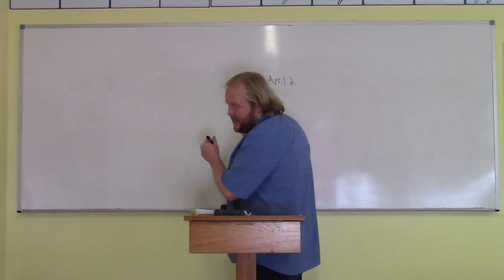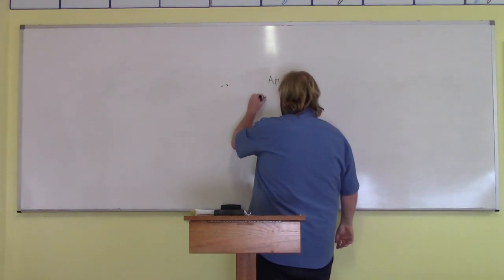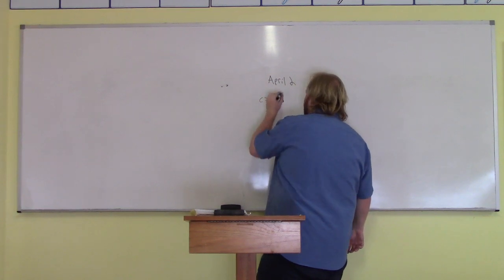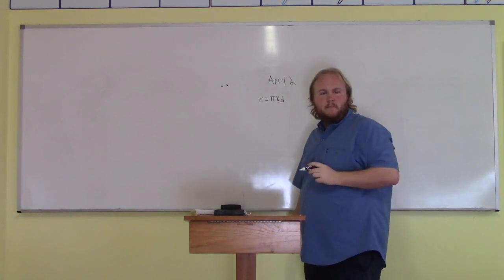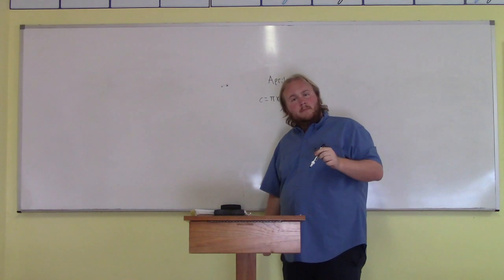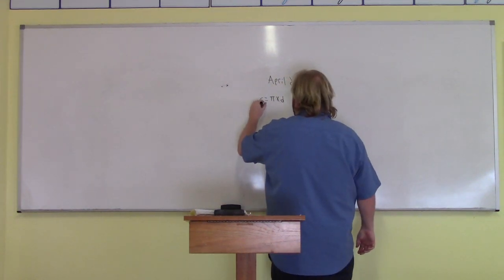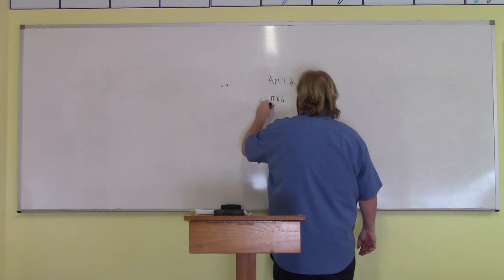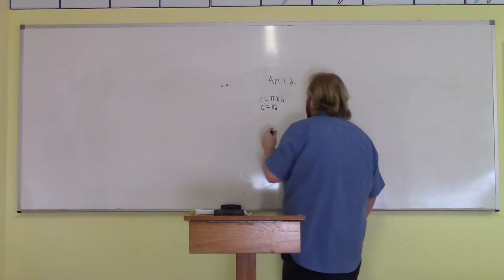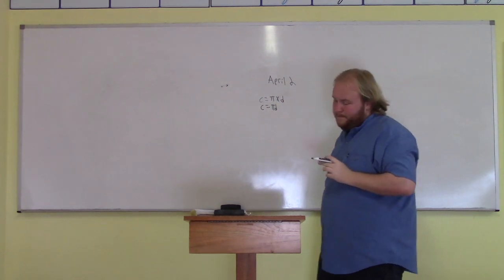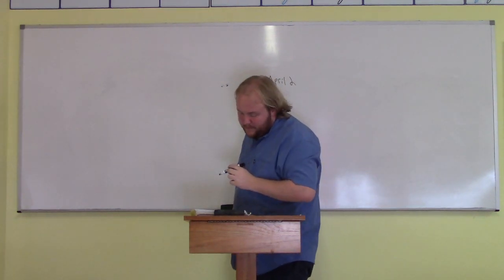So circumference equals pi times diameter. So how would I write that as an algebraic formula? Any guesses? That's right. You smush them together. Circumference equals pi diameter. That means the same thing as that. It saves space.